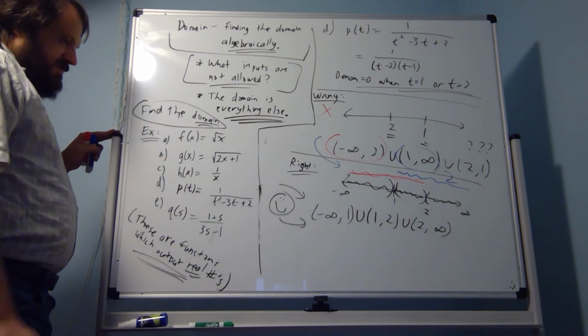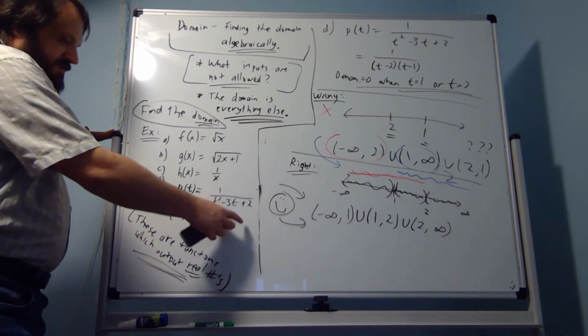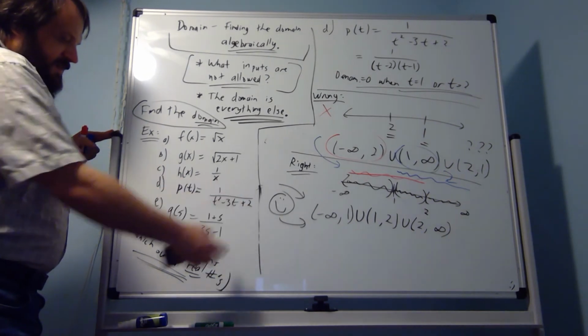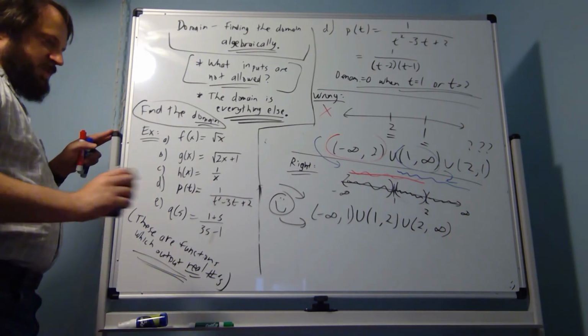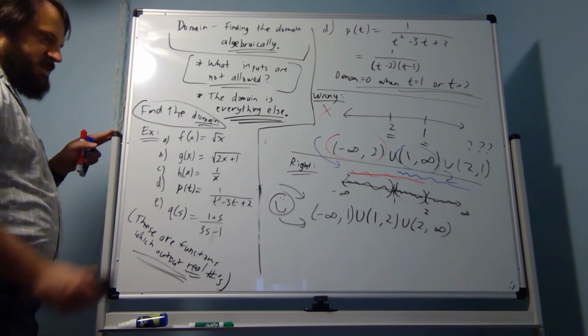What else did we do? We're dividing by something, so set the denominator equal to 0, and then you say, well, if the denominator is 0, that's not in the domain.